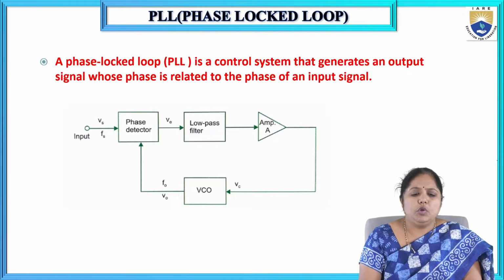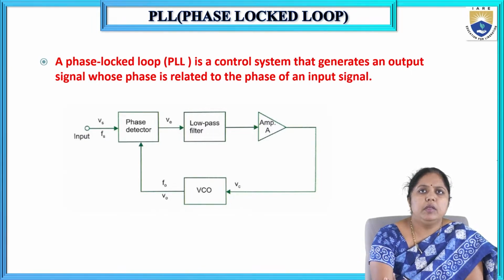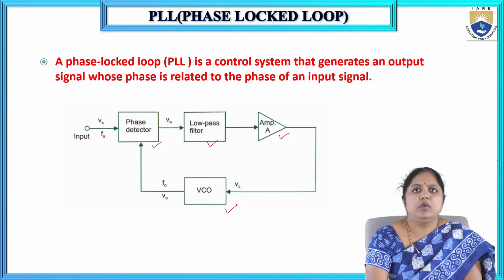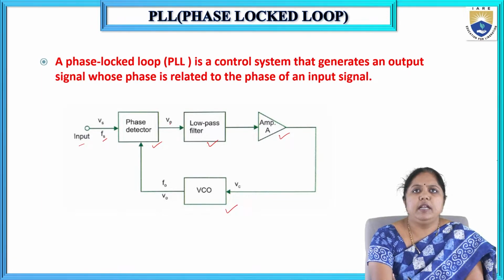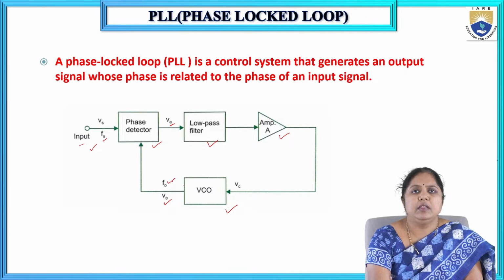This is the basic block diagram of the phase locked loop. It has a phase detector, low pass filter, amplifier and voltage controlled oscillator. To the phase detector, we give the input signal with amplitude Vs and frequency Fs. This generates some amount of error voltage. To generate this error voltage, I am giving two inputs to the phase detector: one is the input signal and the other one is the VCO output, which has voltage V0 and frequency F0.